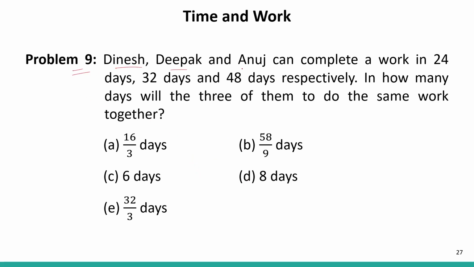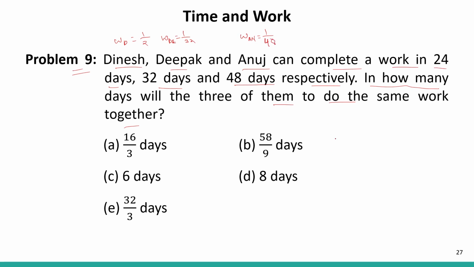So Dinesh, Deepak, Anuj can complete a work in what? 24 days, 32 days, 48 days respectively. In how many days will the 3 of them do the same work together? Okay, how much time will all the 3 take? Okay, so you can see that work rate of Dinesh will be what? So it will be 1 by 24. Work rate of Deepak, so W of DE, will be 1 by 32. And work rate of Anuj, so W of AN is equal to 1 by 48. Okay, we can see.